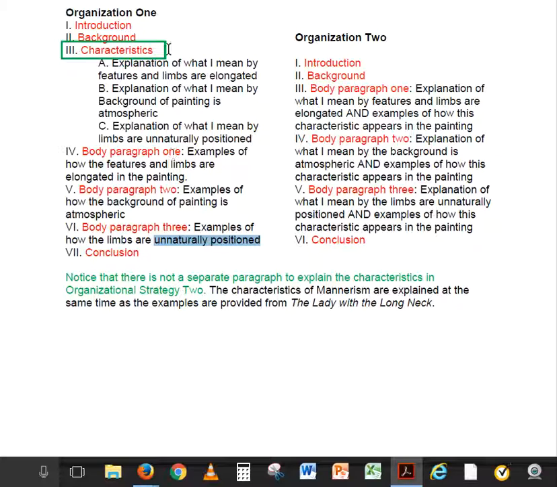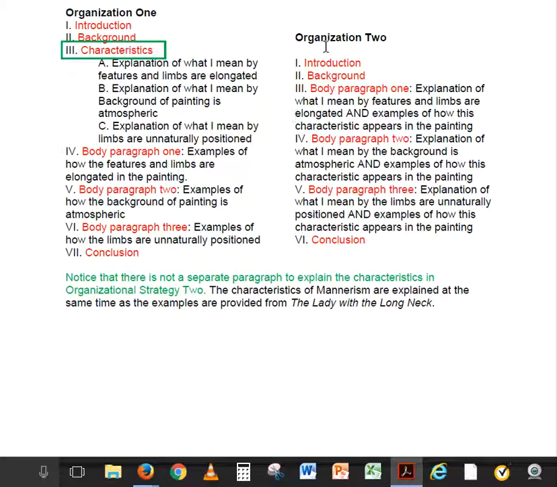So I talk about the characteristics, what they are, in one paragraph, and then in my subsequent paragraphs, one for each of the characteristics, and I happen to have three here, I have three body paragraphs that give examples of those characteristics. So explanation all in one place, and my examples in three separate paragraphs.